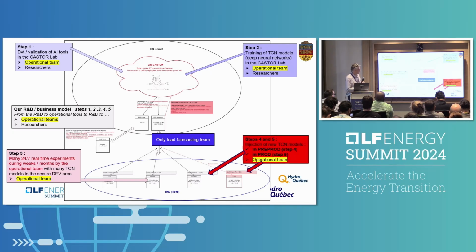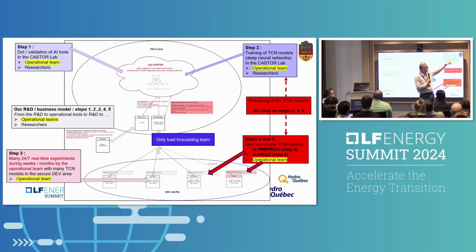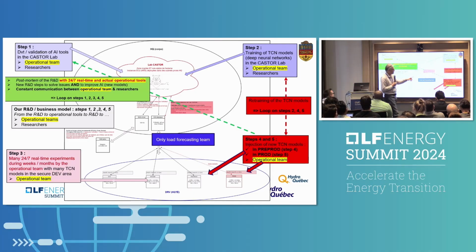And after, we will select, we will verify the conformity, that there is no bug, many things. And we will test also the accuracy of the new models, and the teams will choose which model to pass to the pre-prod and to the prod. And after that, they will retrain TCN models in the lab. And after, when we have some experience of these new models, we will do a post-mortem of the R&D with the real-time and actual operational tools. We will do new R&D steps to correct some issues and to improve AI.